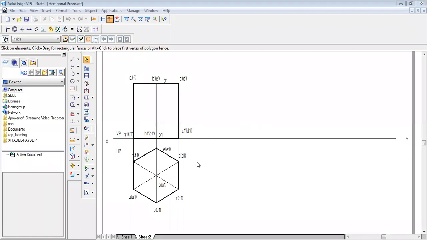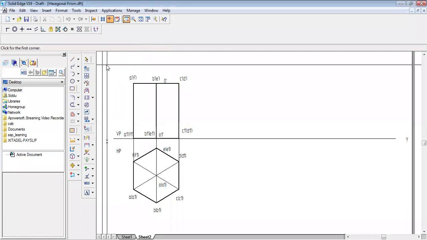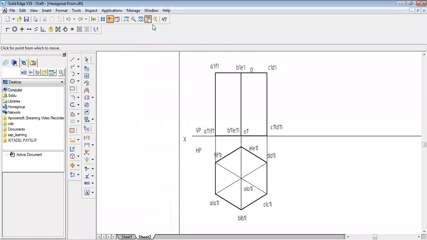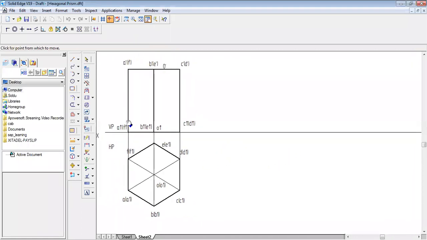What I'll do now, so that we do not waste your time, is that I have already taken the top view. You know already how you are supposed to draw the top view and the front view and all that, right? So shall I go ahead from here now? Yes, sir.